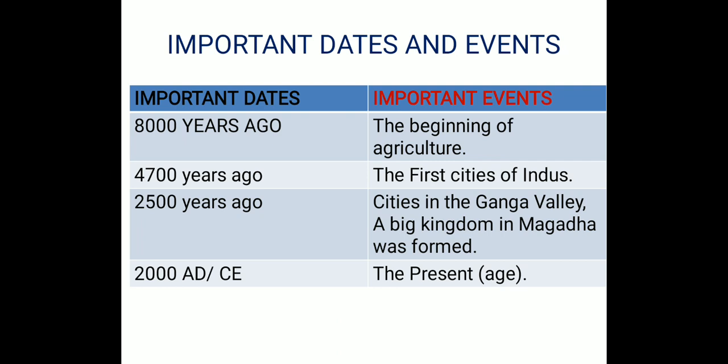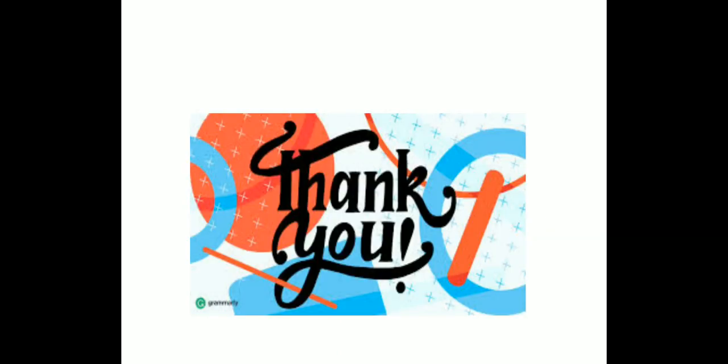2000 AD or CE. What does it mean? The present age. What is right now going on? The present age, right? So these are some important dates and events of this chapter. So you just write them down and start learning. Students, in today's video we have discussed the keywords of this chapter, and we have also discussed the important dates and events of this chapter. So you have to write in the notebook and start learning the keywords and important dates.